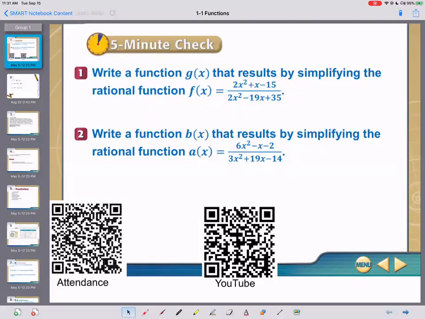Today, we're doing lesson 1.1 functions. As you can see up at the top of the screen, we are looking at functions today. Make sure first and foremost you take your attendance. So the attendance is that QR code on the left. The YouTube QR code in the middle of the screen will help you with filling out the lesson and all that. But the attendance is really vital.